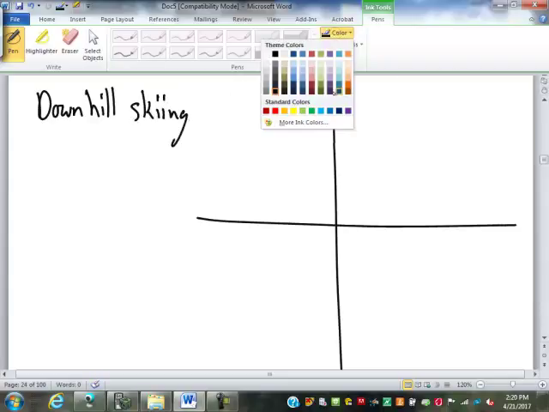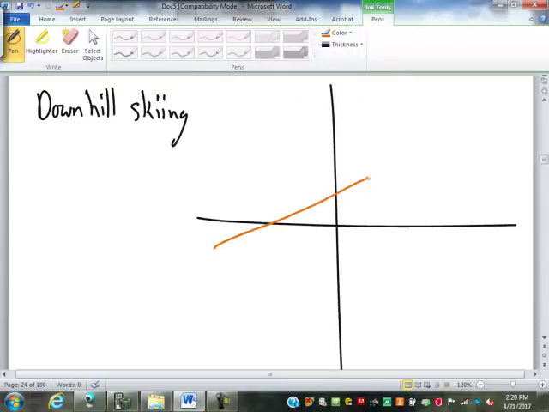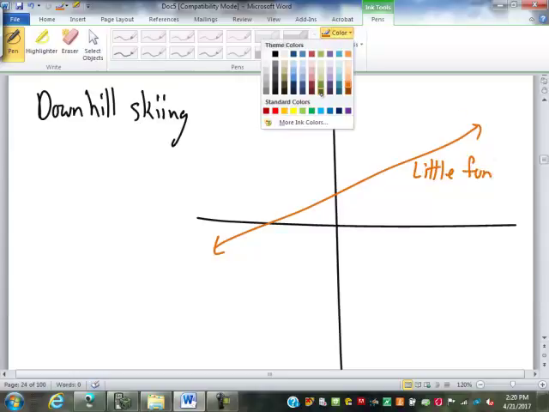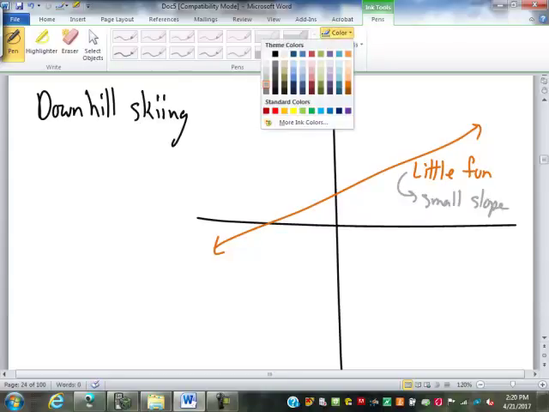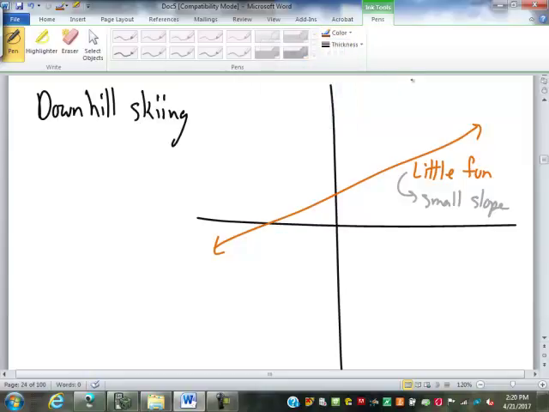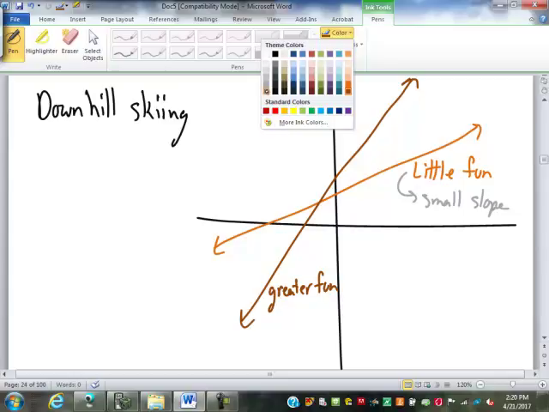So if I am skiing and I'm on a slope that's like this, is that much fun? Yeah, maybe. That's a little bit of fun. That equals a small slope. Small slope, little fun, right? If I'm on a hill that's like this, is that much fun? Yeah, that's greater fun. So that's a greater slope.